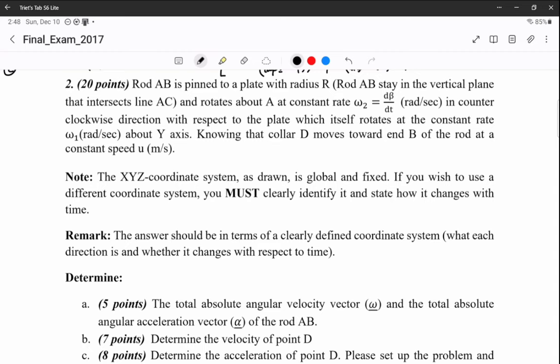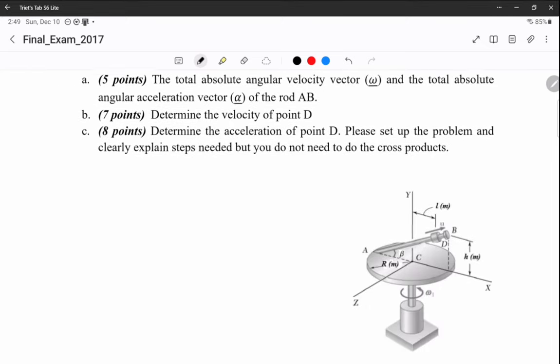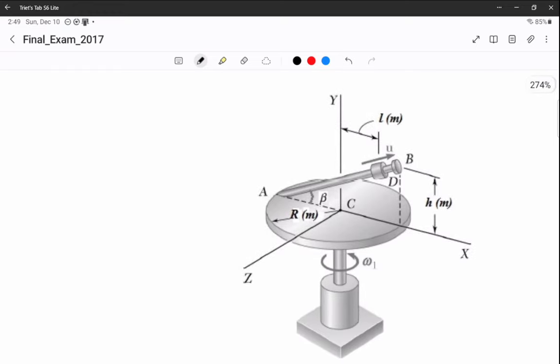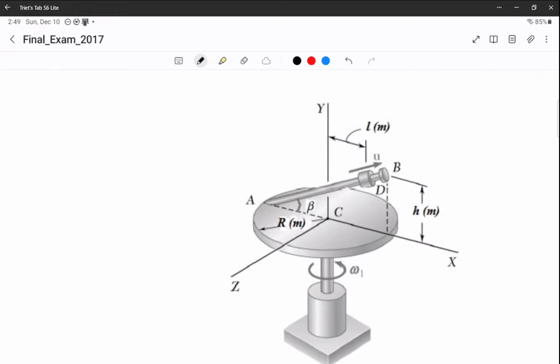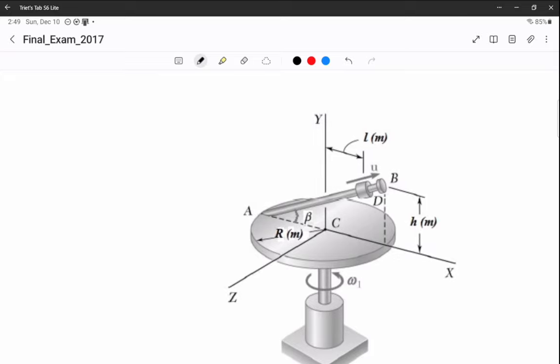Okay, now let's dive into the free response. We have rod AB pinned to a plate with radius R. You have omega 2, which is counterclockwise, with respect to the plate, which itself rotates at a constant rate. Okay, this slide is important. Rod AB stays in the vertical plane that intersects line AC. They do not have omega 2 on here. That's the problem. We have to draw omega 2, and explain why it's in the same plane as AC.